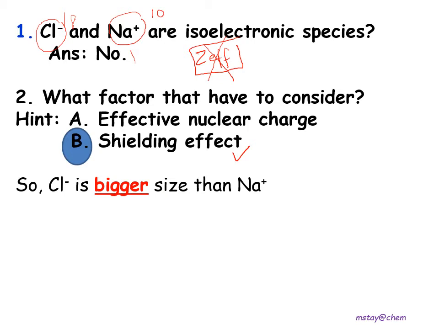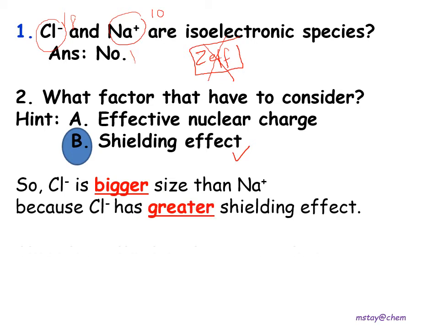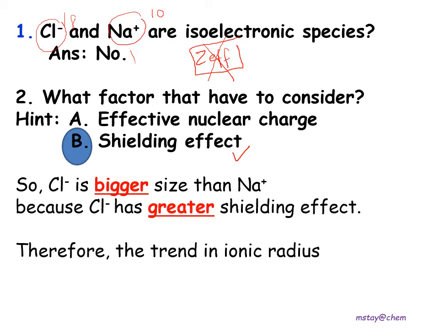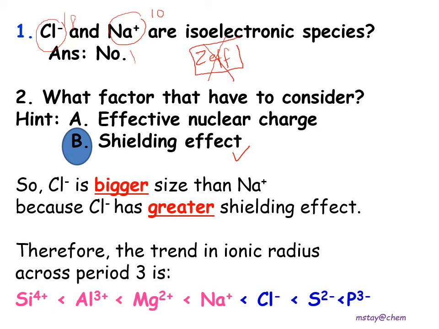Due to the electron configuration, Cl negative has 3 shells occupied by electrons, while Na plus only has 2 shells occupied by electrons. So it's very obvious that Cl negative has greater shielding effect, hence Cl negative has a bigger size than Na plus. So when I combine the two trends together, the trend of the cation will be in the front, and then the trend for the anion will be at the back here.